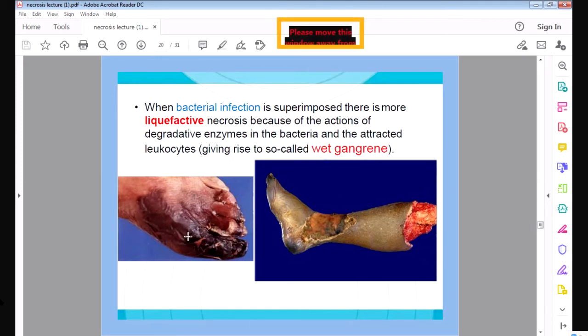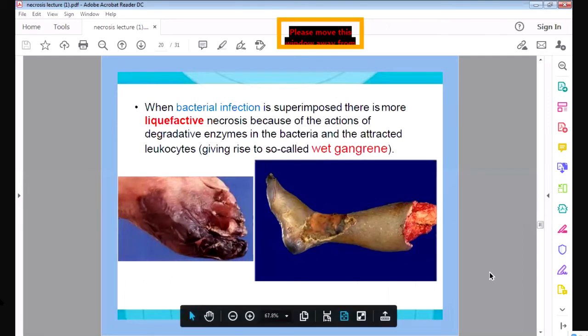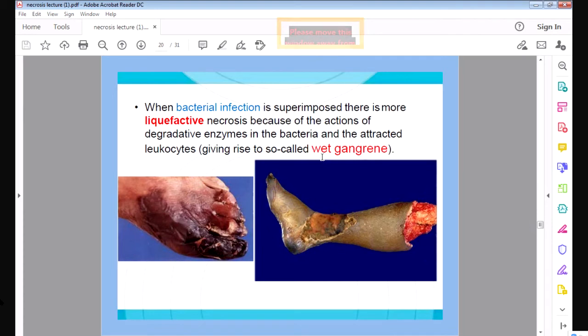Now what happens sometimes? This is the dry gangrene. Sometimes after the dry gangrene, the infection will come, and it will form pus. When the infection comes and forms yellowish color pus, it forms wet gangrene. Wet means liquid. Getting it? Are you understanding? Yes, yes.